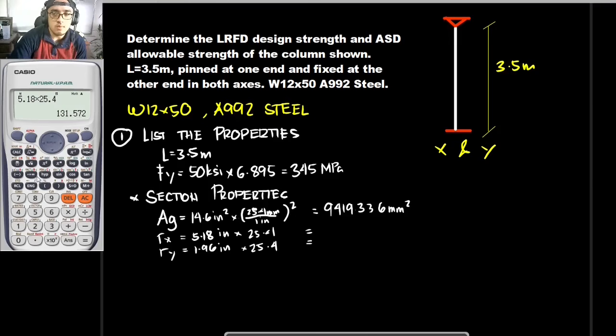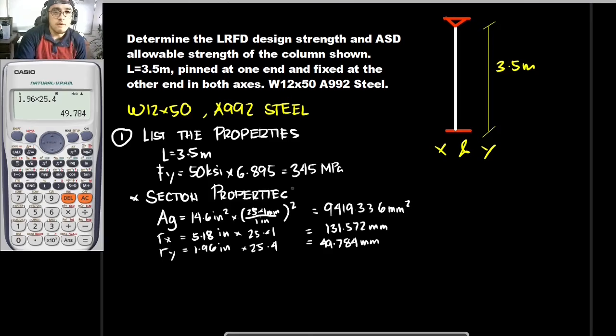And as for our Rx, that is to be 5.18 times 25.4. So that is to be 131.572 millimeters. And as for our Ry natin would be 1.96 times 25.4. That is to be 49.784 millimeters. So those would be our section properties that we would be needing in this analysis proper itself.